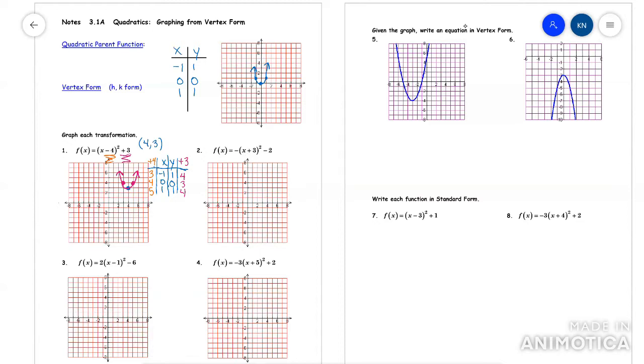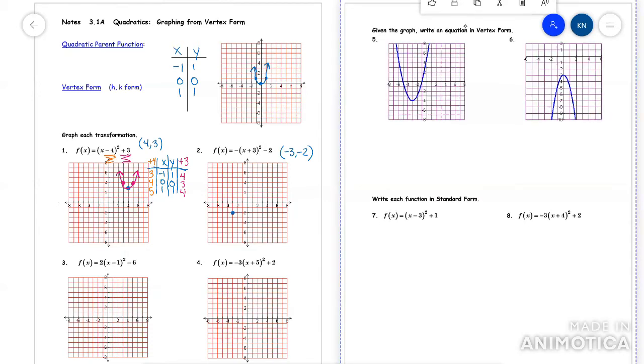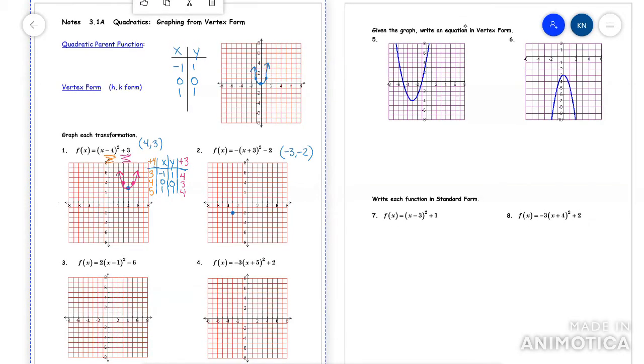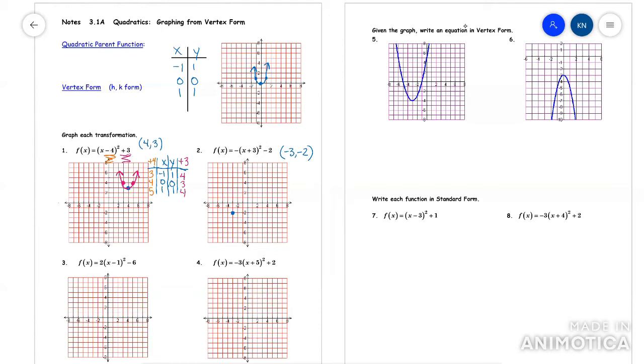Okay, let's look at this next one. Get your vertex. Your vertex here is at -3, -2. Go ahead and put a dot there. Okay, now you're going to have to do your XY table, so go ahead and copy those parent function coordinates.